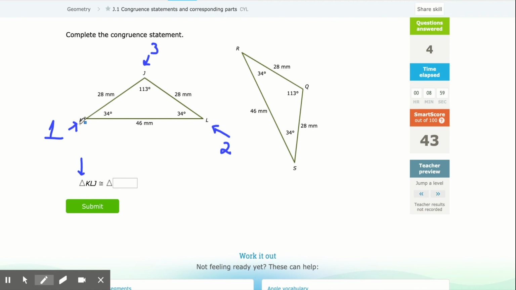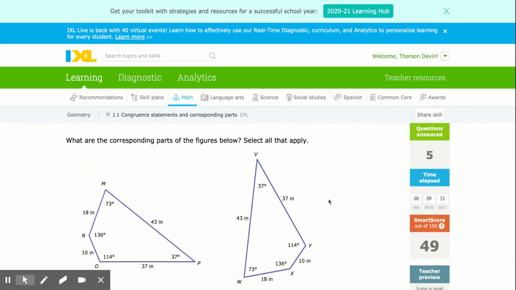So what angle corresponded to K? Angle R. It's a 34-degree angle. So you need to type in R first, R. What corresponded to L, the second letter they typed in? L is 34, that's this, oh, there's two 34, but they're the base of this isosceles triangle, so it's this 34, which is S, so S would be next. And then what's J correspond to? The 113, which is the top one, which is Q. And you notice I didn't do capitals, but it still works.